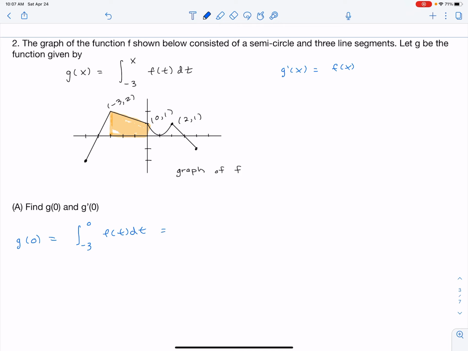So the area of a trapezoid is 1/2 the average of the bases. I'll call this base 1 and I'll call this base 2. Base 1 has a height of, looks like 2. Base 2 has a height of 1. And then it's multiplied by the height.